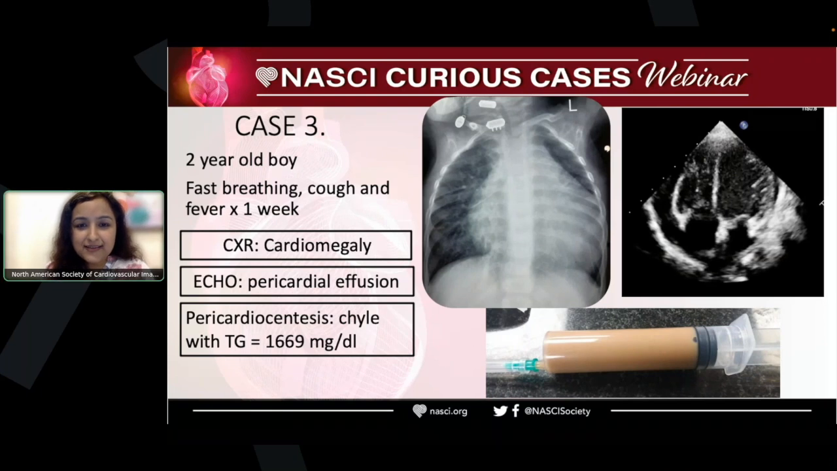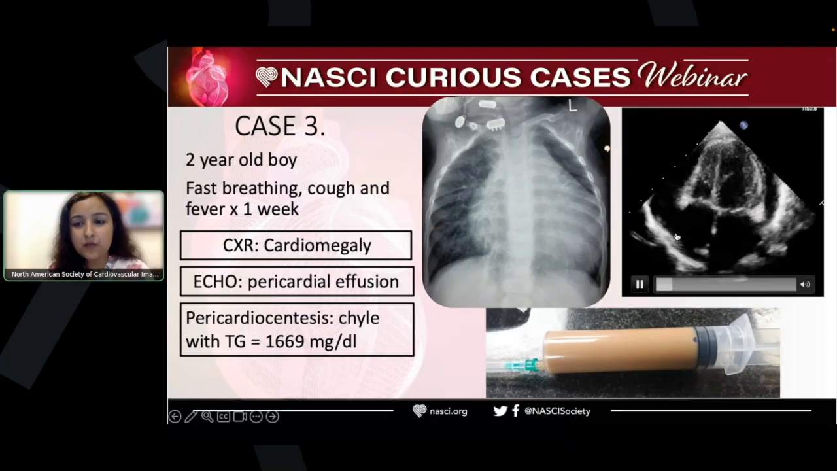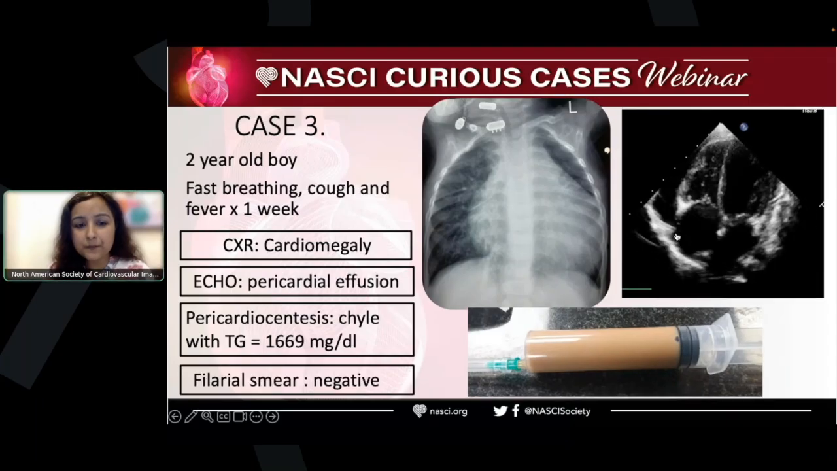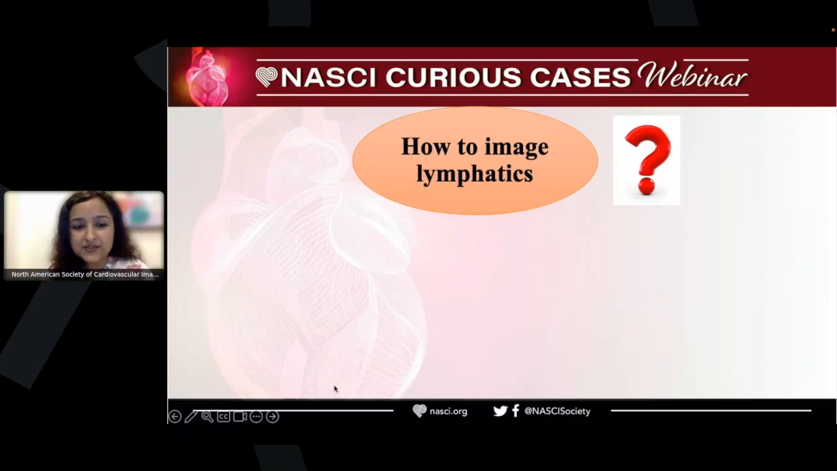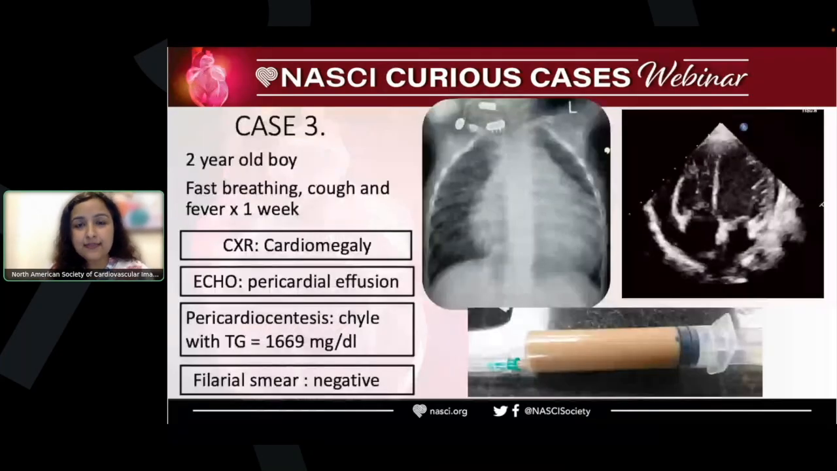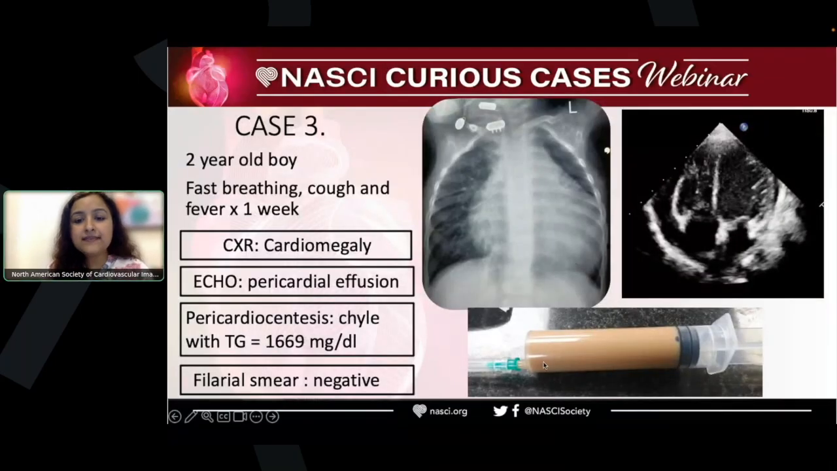Yes. So in this particular case, since we saw some sort of mediastinal fat stranding on CT with presence of chylous effusion, we wanted to do a filarial smear, which was negative. So we wanted to image the lymphatics in this patient, because this can happen when there is some sort of chylous leak within the pericardium, and it can lead to soft tissue abnormalities like that, which was seen on CT. It can also lead to chylous effusion.